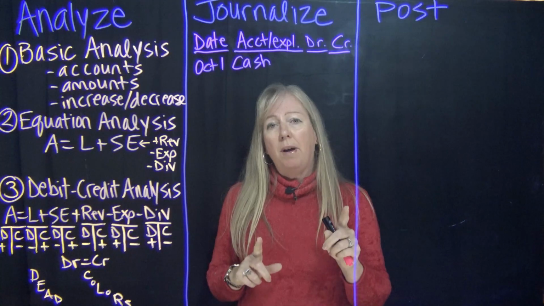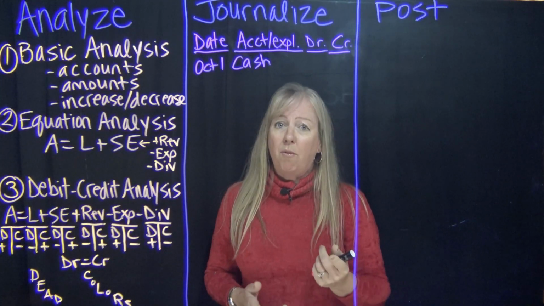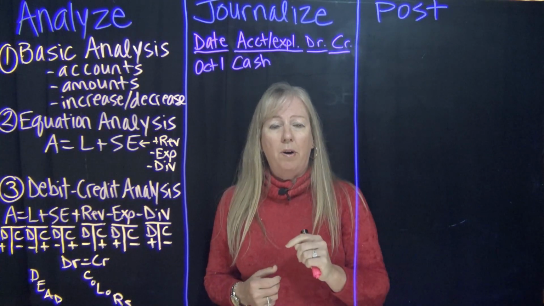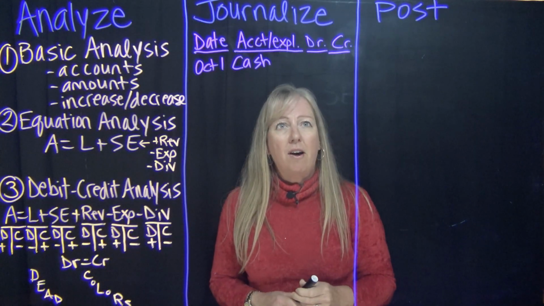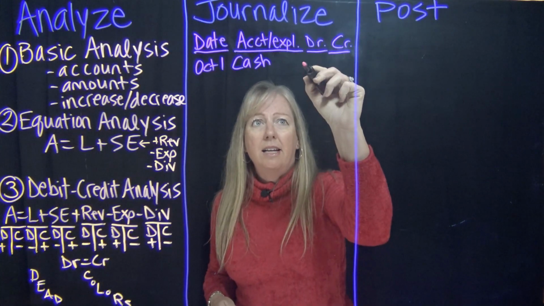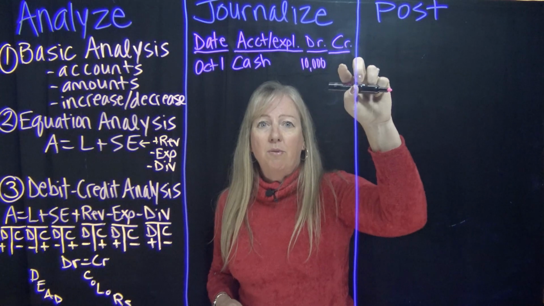Now you can type it, but if you have any misspellings, you'll get it wrong. So my recommendation is to click on it when it comes up. Don't do this on your phone. Do this on a laptop. Cash is your first account, and then the amount is going to be here, $10,000. You're going to leave this one blank.